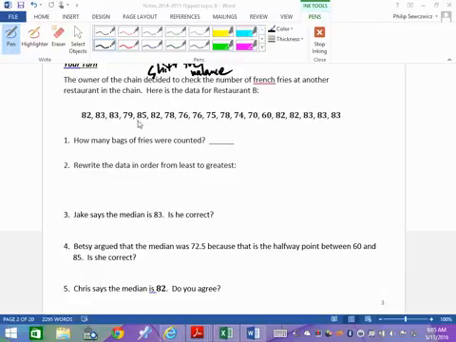So 1, 2, 3, 4, 5, 6, 7, 8, 9, 10, 11, 12, 13, 14, 15, 16, 17, 18, 19. We got 19 of them that we are after. So we want to put the numbers in order from least to greatest, because again, if we're going to do the median, we got to do least to greatest there.